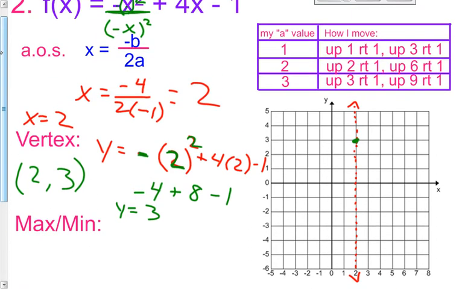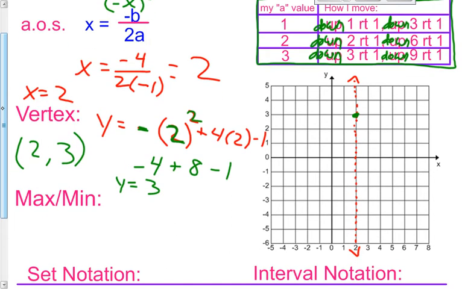And this is maybe one thing that I should have stressed a little bit more in one of my earlier videos, or earlier on in this video: if your a value is negative, all of these ups just turn to down. I apologize for not doing that, class. If a is positive, you go up all these numbers. If a is negative, the patterns remain the same, except instead of going up, you go down. So if my a value is a negative 1, which it is, you're going to go down 1, right 1 from your vertex, down 3, right 1 from that next point. Same thing going down and to the left, because it's always symmetrical. It's down 1, left 1, down 3, left 1.